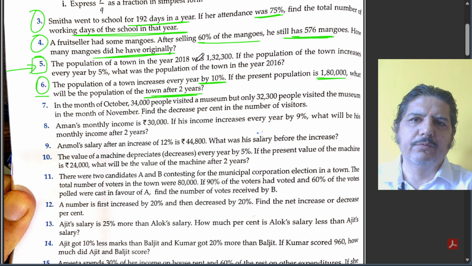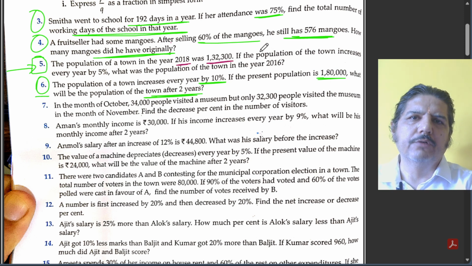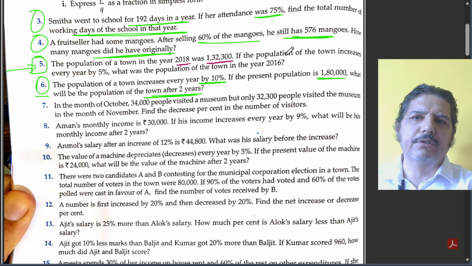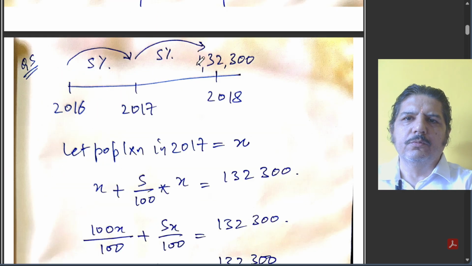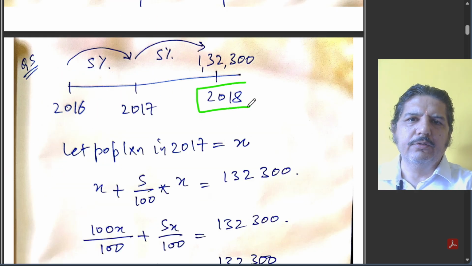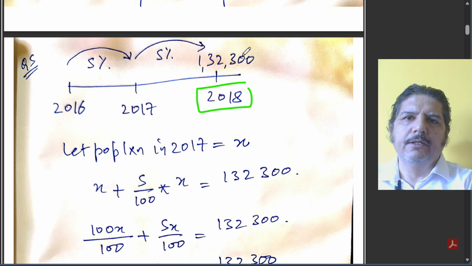If the population of a town in the year 2018 was 1,32,300, and the population of the town increases every year by 5%, what was the population of the town in the year 2016? Let's try to understand this question first. Right now we are in 2018 as per the question. Here the population is 1,32,300. This is the population which is given in 2018.